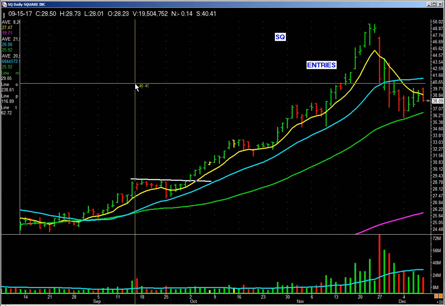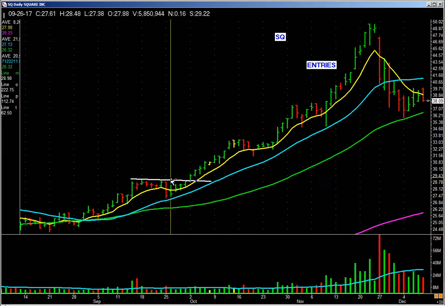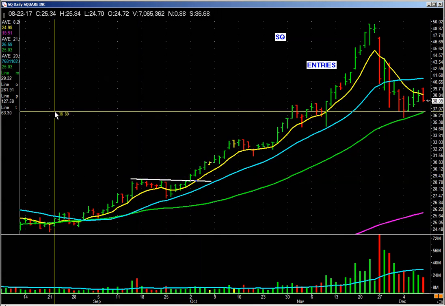But the best moral to this whole story is this. Look for clean and simple bases that push away. Everybody, look for chart patterns that everybody sees. It increases the odds that they will act on it.